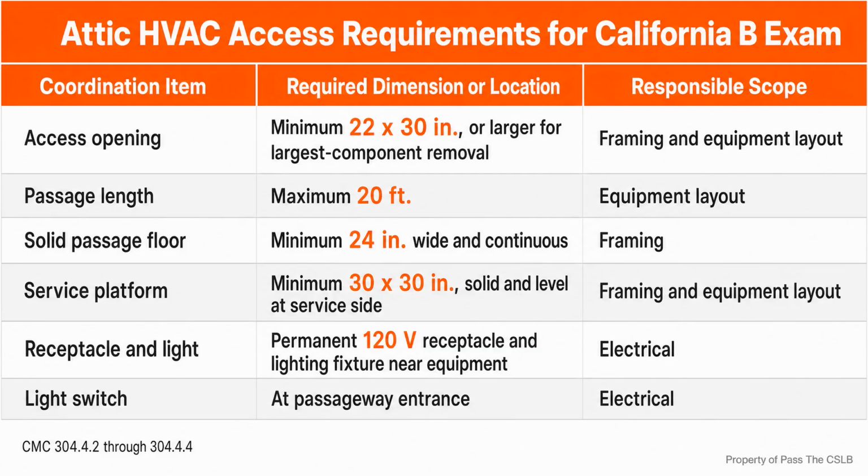The framer needs the correct opening, walkway, and platform. The equipment layout has to respect the passage length and service side. The electrician needs a permanent 120-volt receptacle and lighting fixture near the equipment, with the light switch at the entrance to the passageway. The switch location is easy to miss. Putting a switch on the unit does not solve the problem of reaching the unit through a dark attic. The light has to be controllable at the passageway entrance, where the person begins the trip to the equipment.